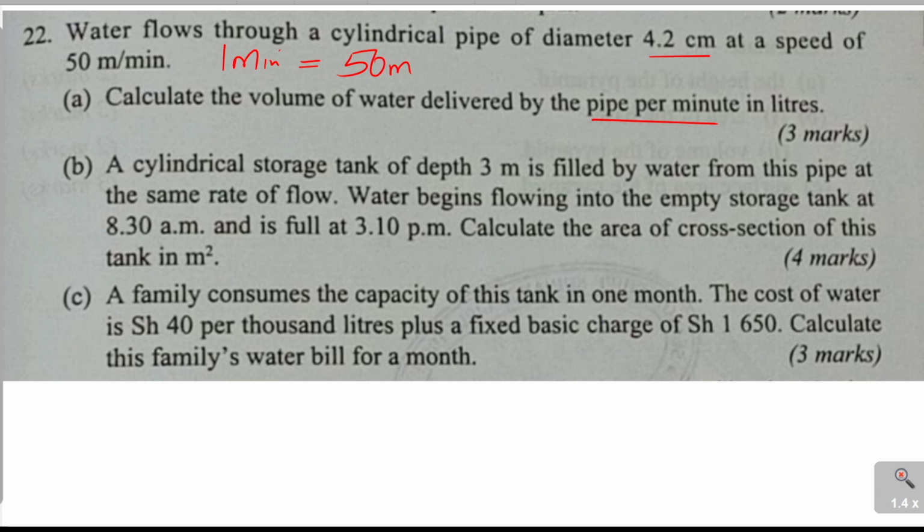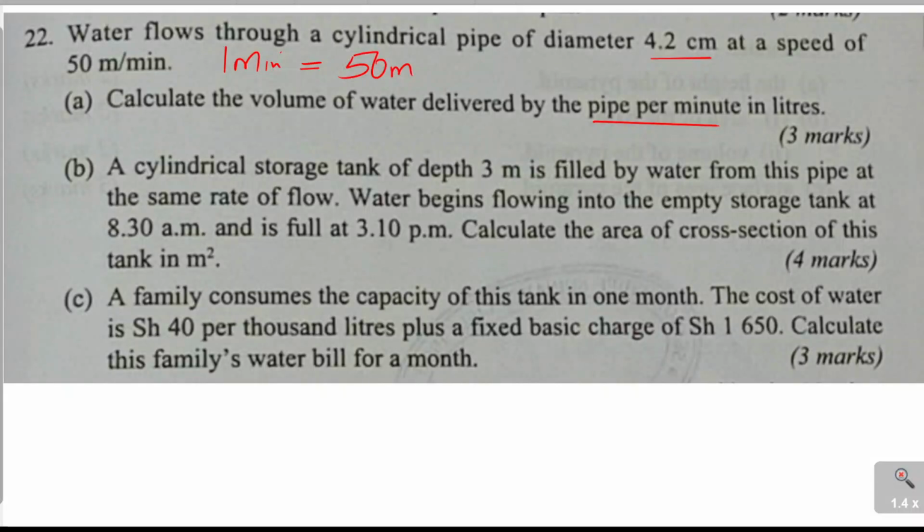So to get the volume of water delivered per minute, that is in 1 minute, we need to get the volume of this cylindrical pipe having a diameter of 4.2 centimeters, and then we're going to use the length of that pipe to be 50 meters, because for every 1 minute, water flows for a distance of 50 meters in that pipe. So part A, we get the volume of that pipe, which is the volume of a cylinder, given by pi r squared h.